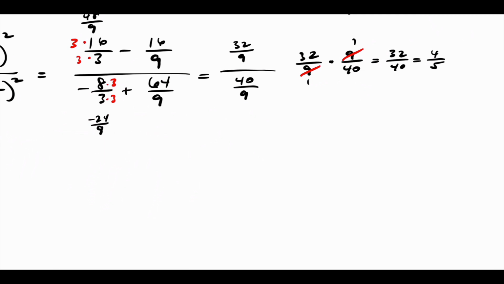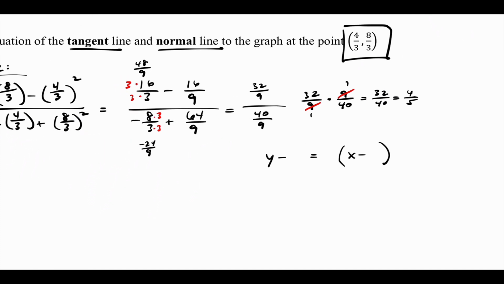So let's build the equation of the tangent line. The slope was 4/5. X was 4/3. Y, 8/3. Done.